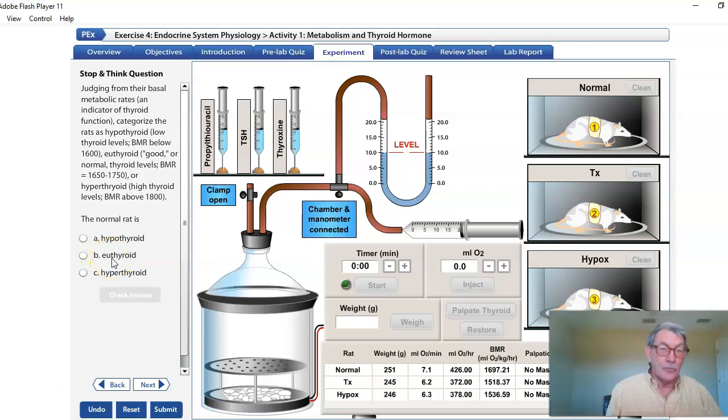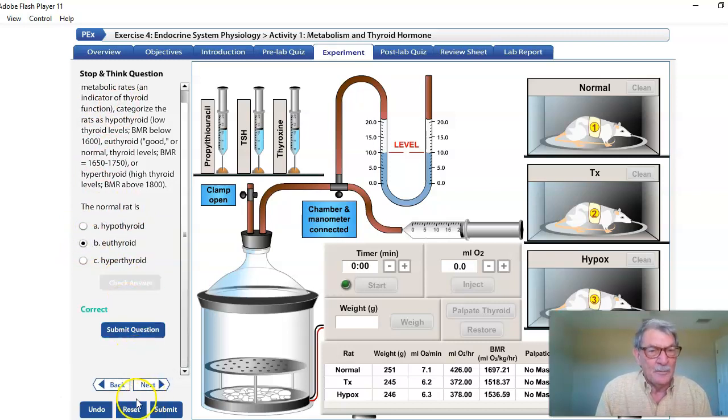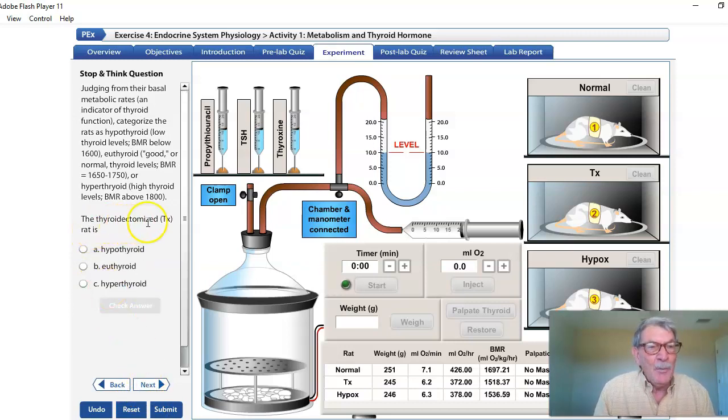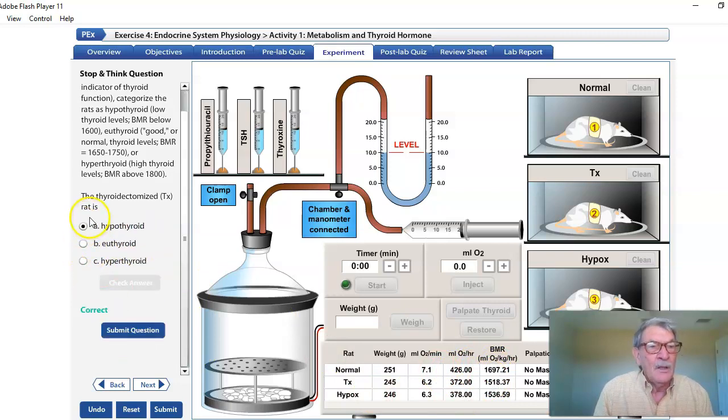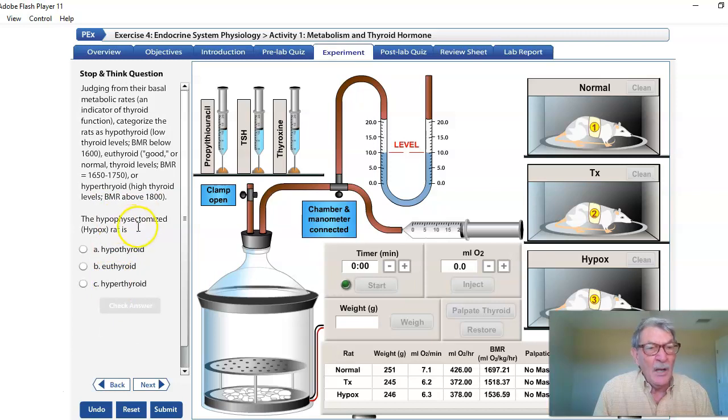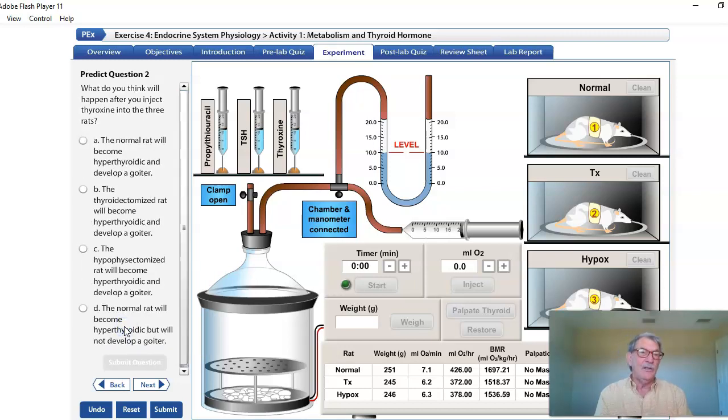Eu always means good. Eustress is good stress, like the kind you get from exercise, as opposed to the bad kind of stress. So eu means proper. So the normal rat should be euthyroid. Yep, we're right. Next. The thyroidectomized rat has got to be hypothyroid. You can look right here and see it's low. And the hypophysectomized rat is also hypothyroid, right, because they're both low. It doesn't have the ability to stimulate the thyroid. Okay, good.